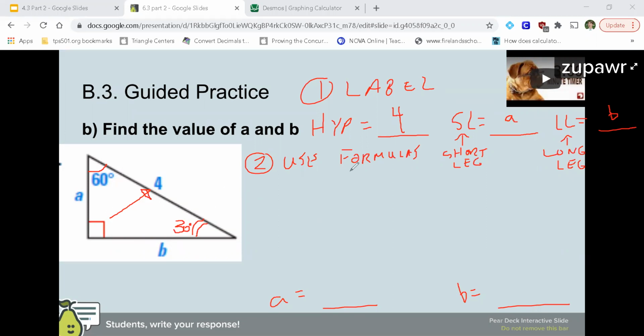All right, so if we use our formulas, this time, since we are given the hypotenuse as our only one, we will have to use the hypotenuse formula first. Hypotenuse is equal to the short leg times 2. Plug in, we get 4 is equal to A times 2. I need to solve this for A, so I need to get rid of this times 2. Opposite of multiplying by 2 is to divide. So A is 2.